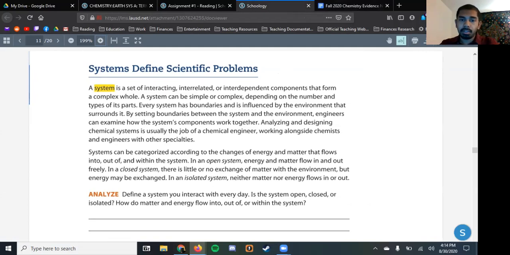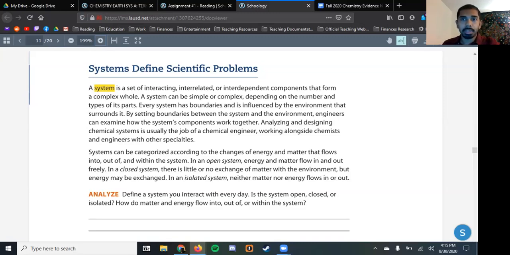Closed system, there's little or no exchange of matter within the environment, but energy may be freely exchanged. In that case, think of like a battery, right? No matter is really going anywhere, but the energy does move around. In an isolated system, no matter or energy flows in or out. Think about something in a vacuum, right? Not like a vacuum bag, but more like a spaceship, right? Nothing goes in or out, because if it did, you'd have a problem.